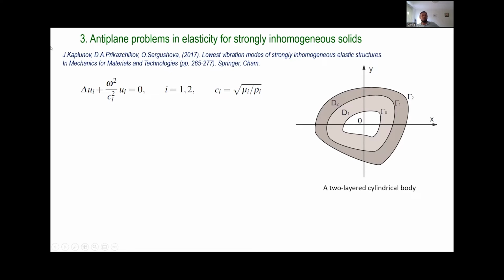Helmholtz equation is governing the motion in case of time harmonic dependence. And so C would be the shear wave speed. So mu is the shear modulus, and rho is the mass volume density here.